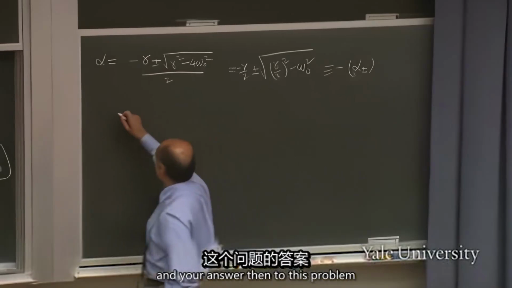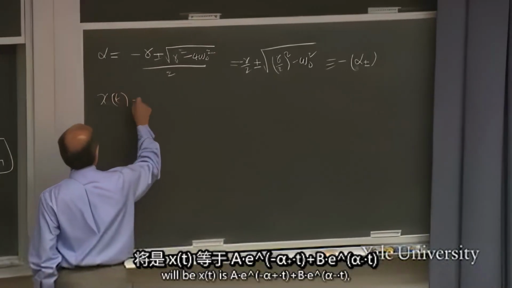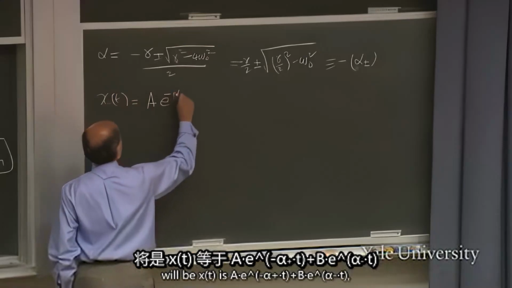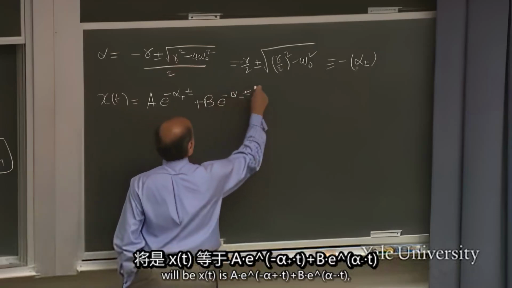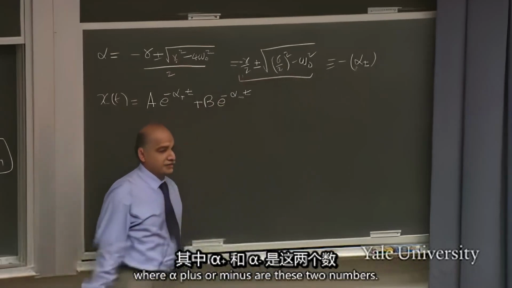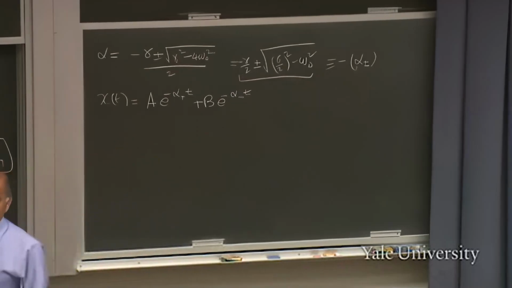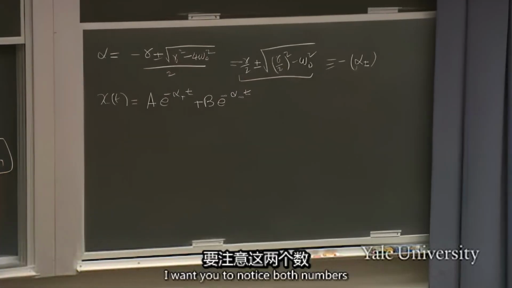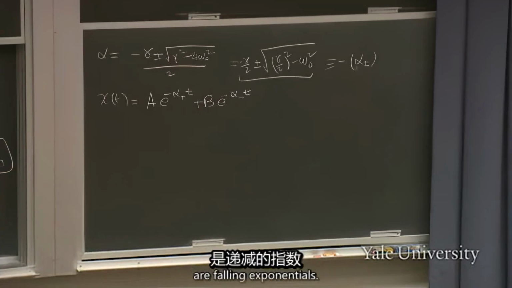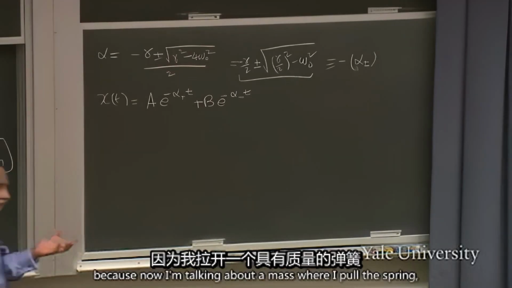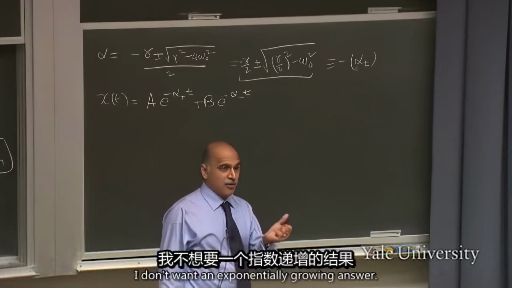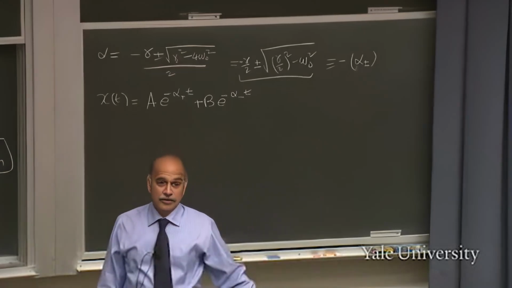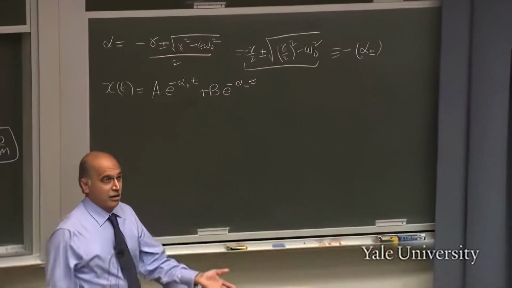And your answer then to this problem will be x of t is any number a times e to the minus alpha plus t with any number b times e to the minus alpha minus t, where alpha plus and minus are these two numbers. I want you to notice both numbers are falling exponentials. It's very important, because now I'm talking about a mass where I pull the spring, there's a lot of friction, and I let it go. I don't want an exponentially growing answer. That makes no sense. The x should eventually vanish. And that will in fact happen.